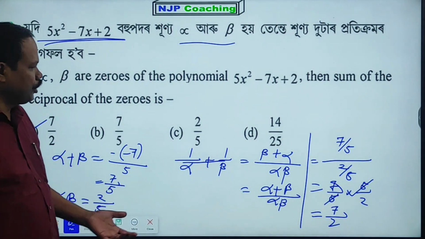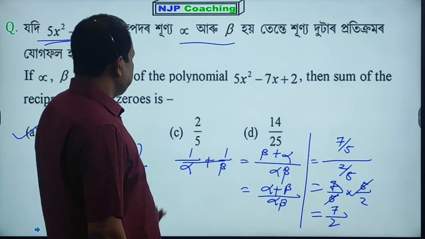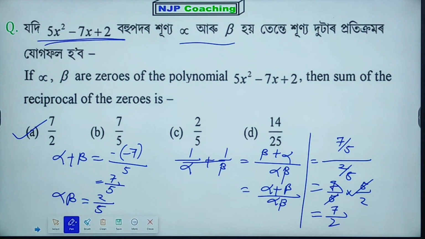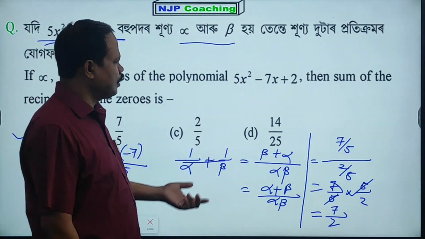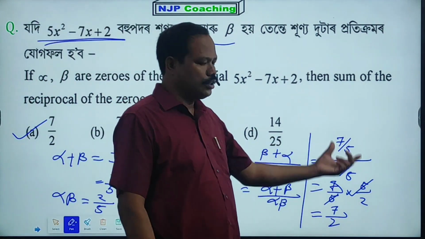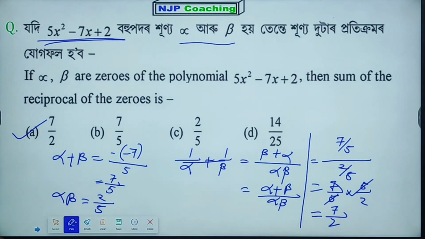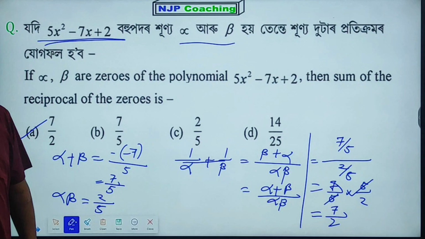So quickly I am going. If it is given the sum of the reciprocals of the zeros, then we can find out 1 by alpha plus 1 by beta and taking LCM, putting the values. On simplification, the value is 7 by 2 and the right option is option A.